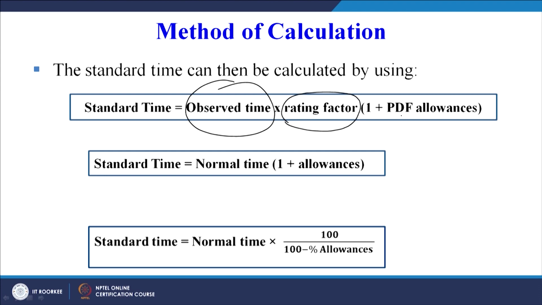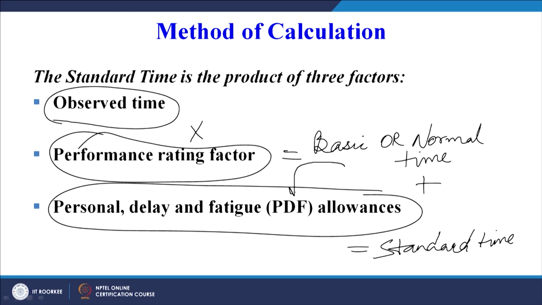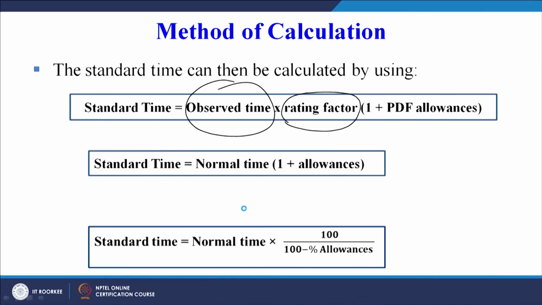PDF, I think I have skipped this. Here is the word PDF coming into the picture. PDF basically is personal, delay and fatigue allowances, and in many cases we may have additional allowances also, such as the policy and the rework allowance. So, here we see 1 plus the allowances. What are these allowances? That is personal, delay and fatigue allowances.